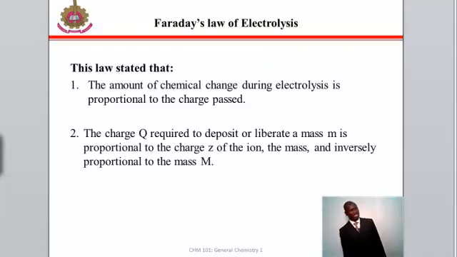Faraday's laws of electrolysis. There are two laws that Faraday came up with. The first one is called the first law, and the second one is called the second law. So let's take a look at the laws one after the other.